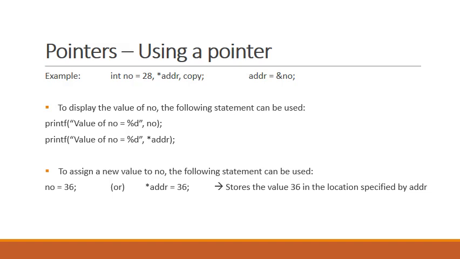Similarly, we can also use it as *ADDR = 36, because *ADDR is nothing but the value at location ADDR. What is in ADDR? The address of NO. So the value at location NO's address is equal to 36. So 36 will be stored in the address of NO, right? So 28 will now be updated with the value 36. So this is how we can use a pointer for any value.